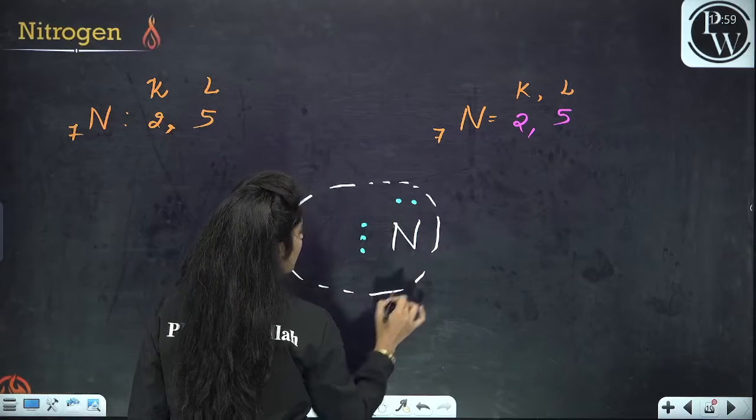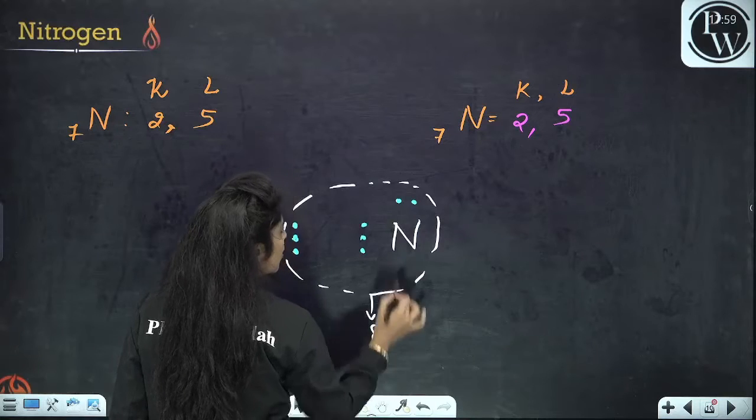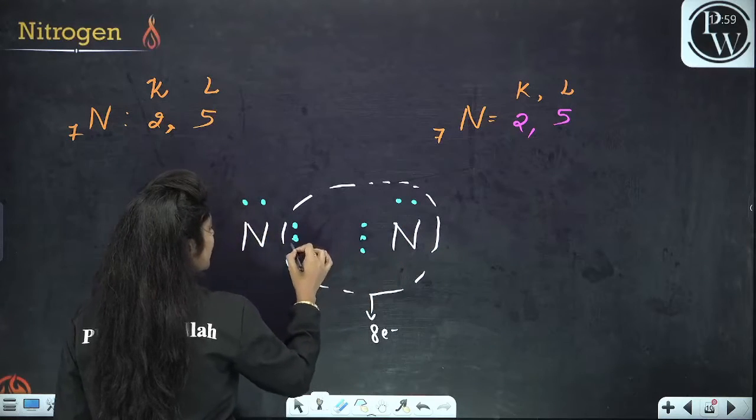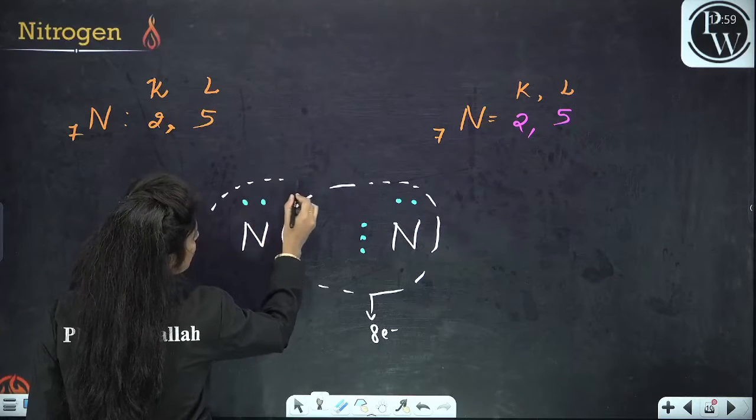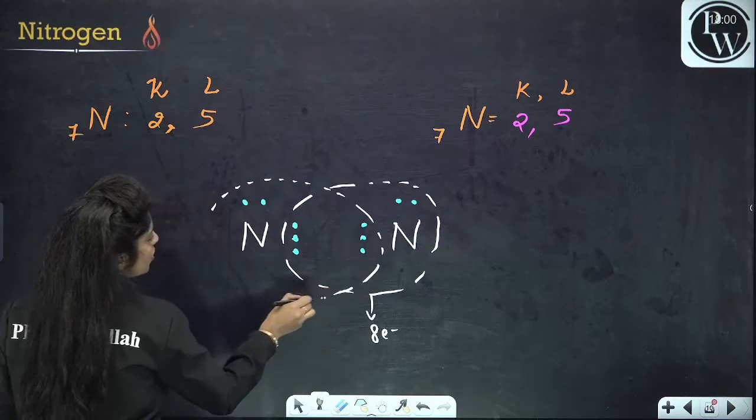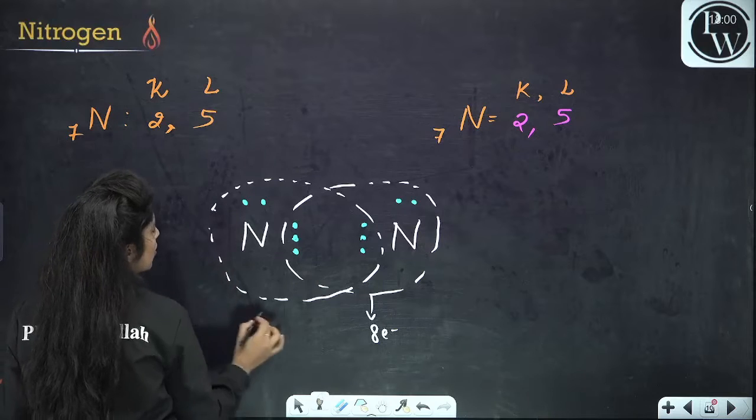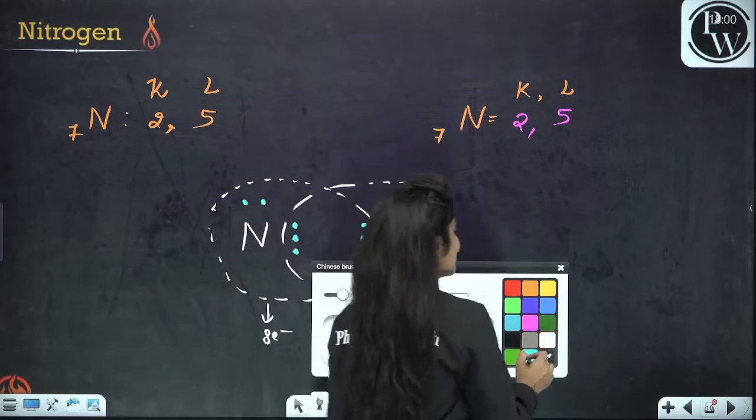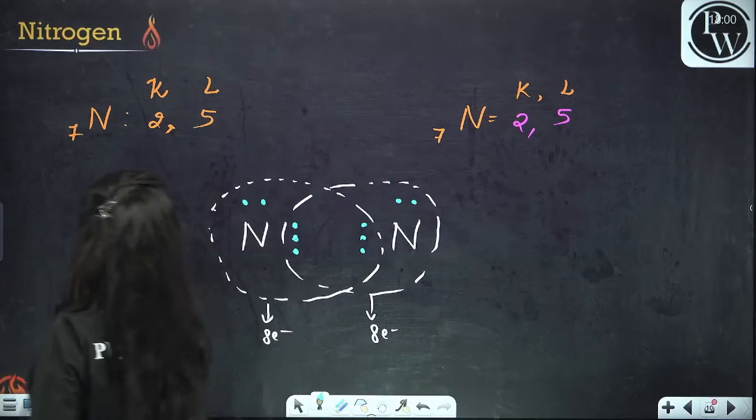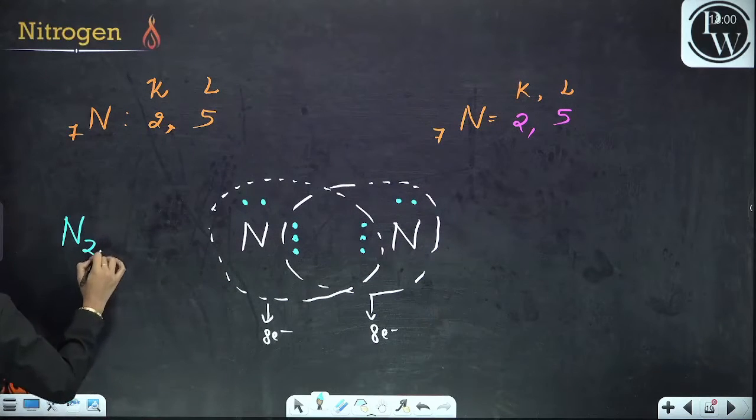This nitrogen is completing the 8 electrons. 1, 2, 3, 4, 5, 6, 7, 8. Done. Again, if I talk about this nitrogen, it will also be completing its 8 electrons and getting the stability and will be existing as N2 molecule.